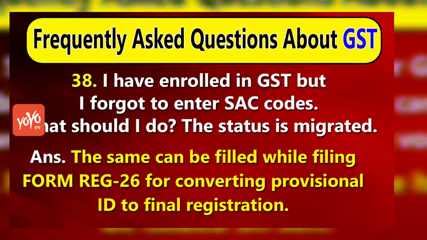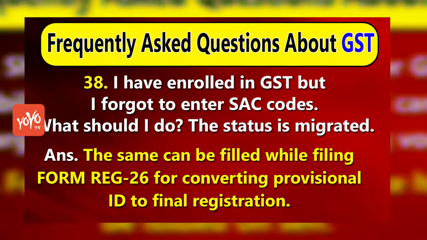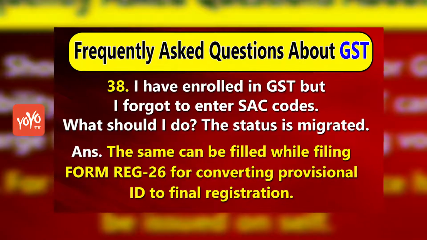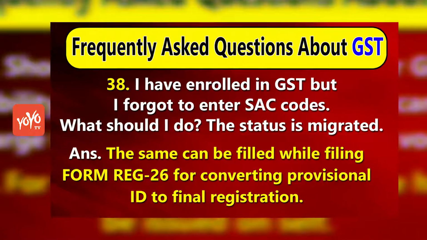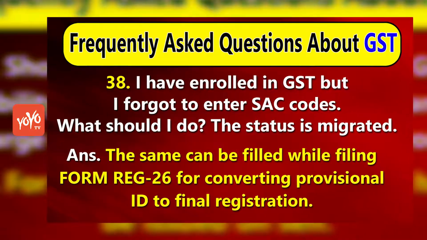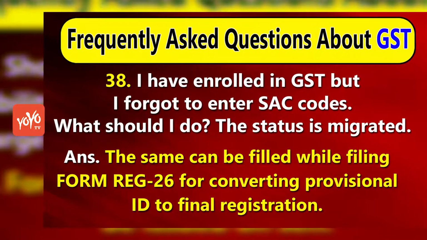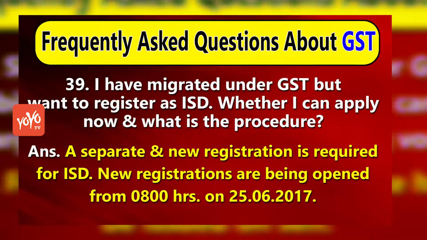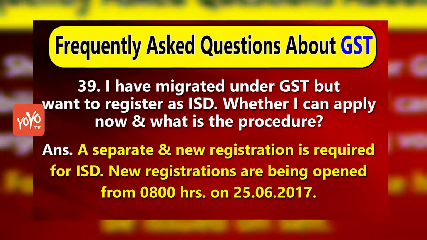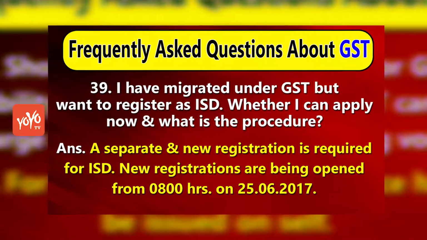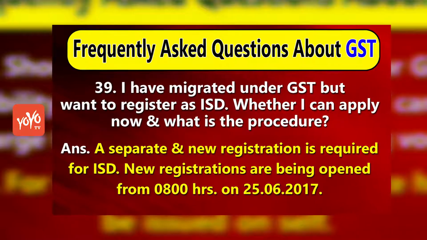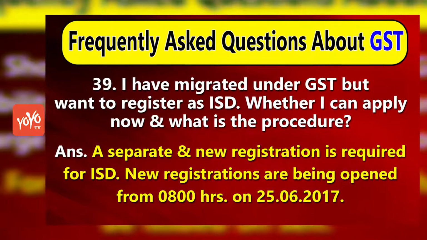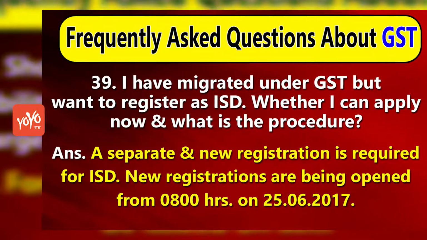Question. I have enrolled in GST but I forgot to enter SAC codes. What should I do? The status is migrated. Answer. The same can be filed while filing Form REG-26 for converting provisional ID to final registration. Question. I have migrated under GST but want to register as ISD. Whether I can apply now and what is the procedure? Answer. A separate and new registration is required for ISD. New registrations are being opened from 25th June 2017.